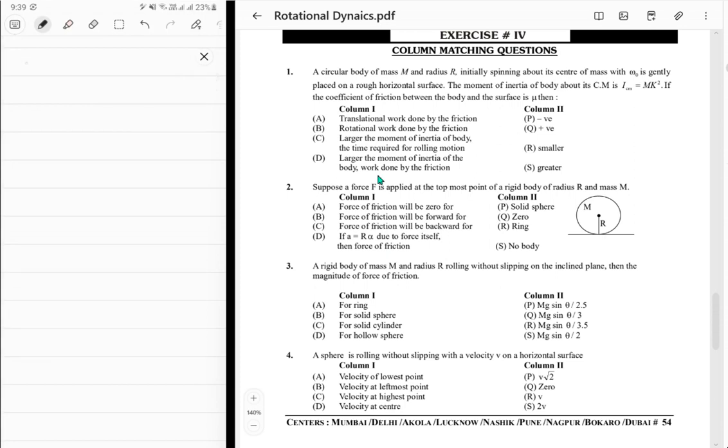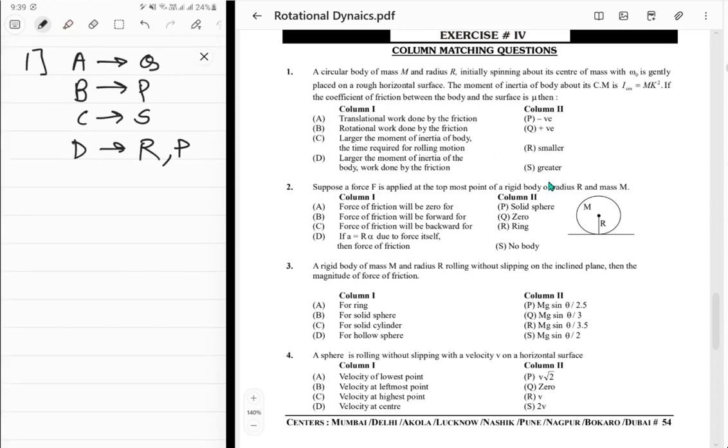First question. A goes to, so translation of work done by the friction is positive, of course, and then rotational work done by the friction is negative. There we go, P. Larger moment of inertia of the body, the time required for the rolling motion will be greater, right? So S, and then P goes to R. But at the same time, you can also say it's going to be P because negative work done is there. Friction always does negative work.